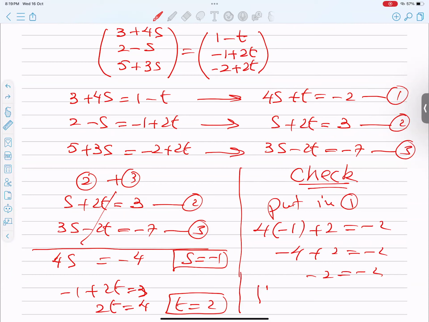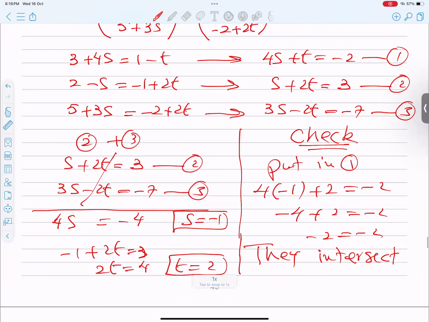So sir, we can only check with the equation we did not touch. We can't check with the other ones, because I'm worried it may create some issue sometime. So the best technique is: don't touch one equation, use it for checking only. So they intersect. Alhamdulillah Rabbil Alameen, this part is very, very clear.